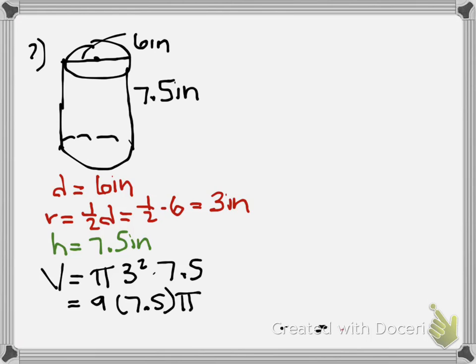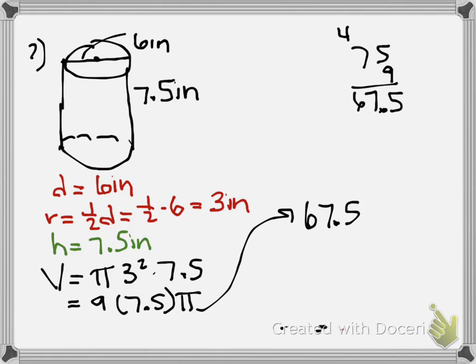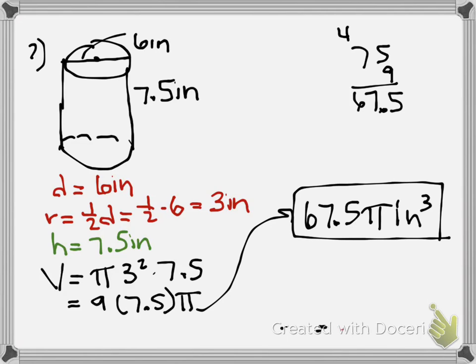So off to the side, I multiply 75 and 9. I don't worry about the decimals, and I get 45. I get 63 and 4 is 67. But there was 1 digit after the decimal point, so my answer also gets 1 digit after the decimal point. So I get 67.5. Pi is still part of the answer, and then I'm going to write cubic inches. Okay?